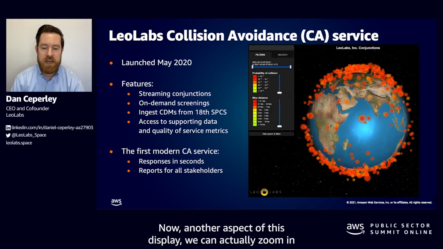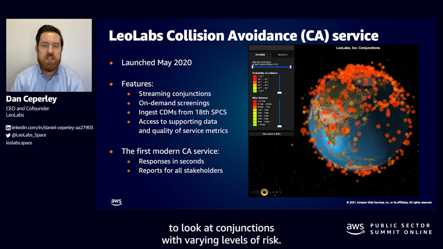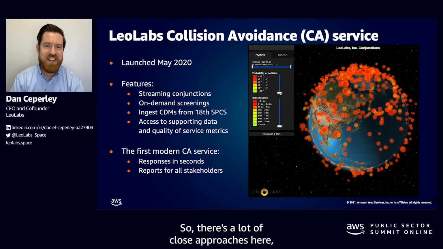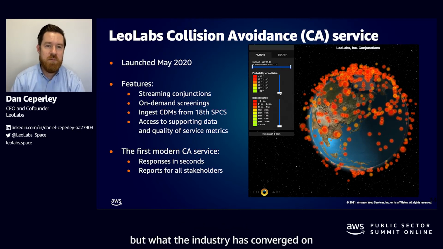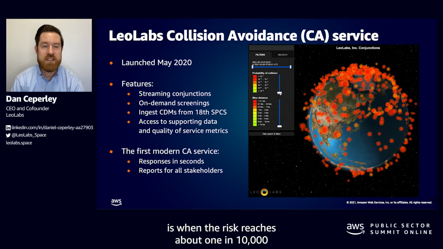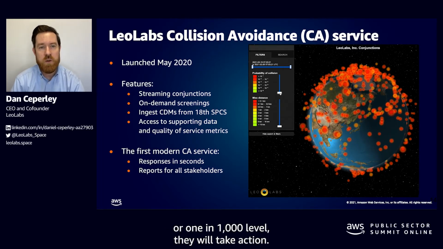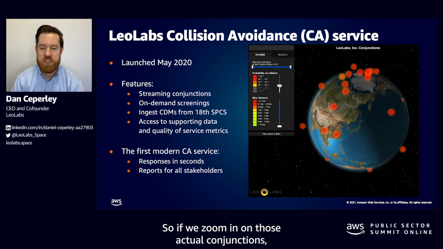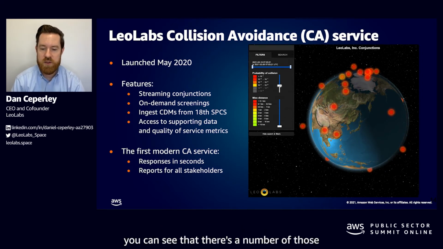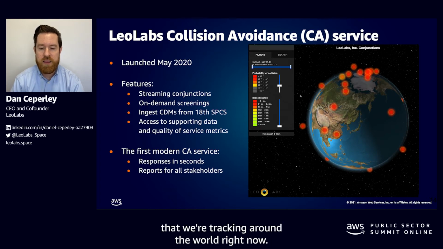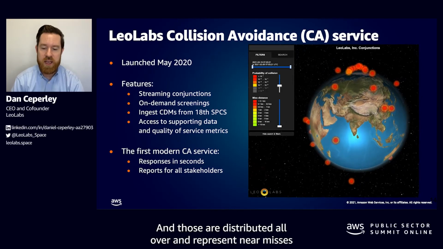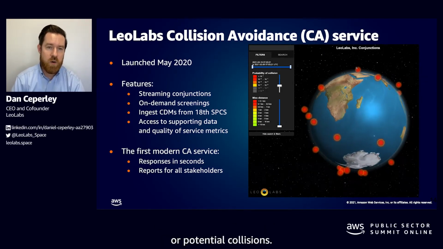Now, another aspect of this display, we can actually zoom in to look at conjunctions with varying levels of risk. So there's a lot of close approaches here, but what the industry has converged on is when the risk reaches about 1 in 10,000 or 1 in 1,000 level, they will take action. They will move a satellite. So if we zoom in on those actionable conjunctions, you can see that there's a number of those, on the order of 10 to 20, that we're tracking around the world right now. And those are distributed all over and represent near misses or potential collisions.